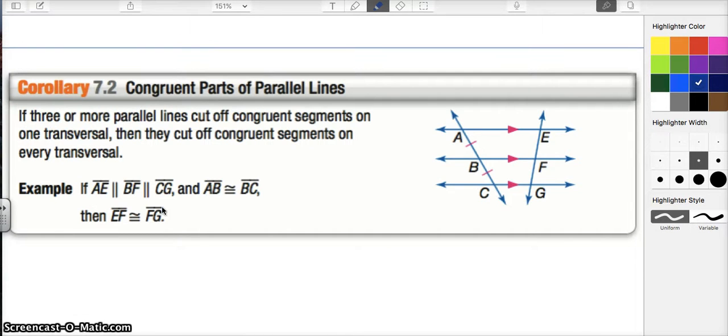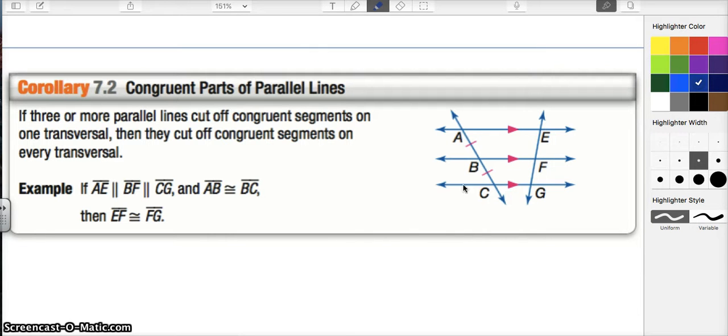We also have this corollary, which gives us congruent parts of parallel lines. Let's try it again. If three or more parallel lines cut off congruent segments on one transversal, then they cut off congruent segments on every transversal. So you can see the picture here.